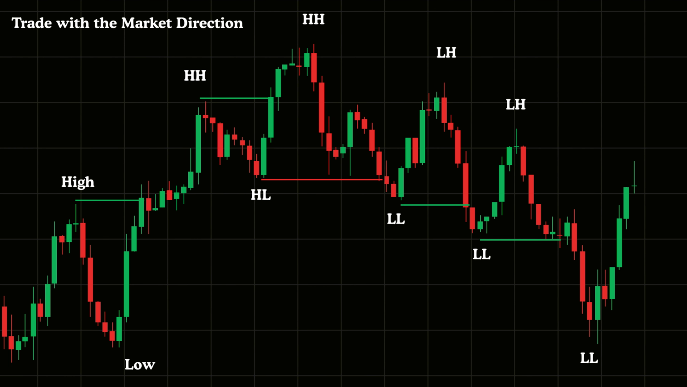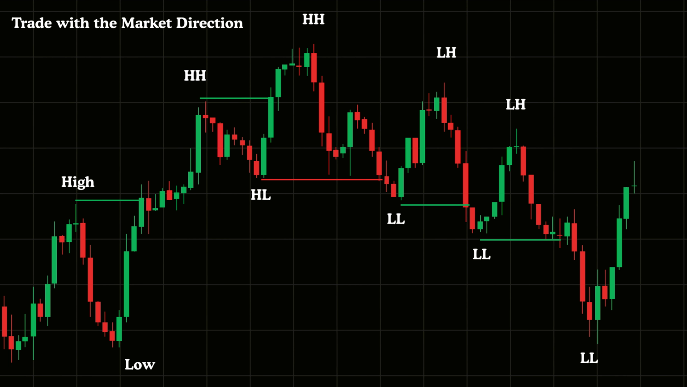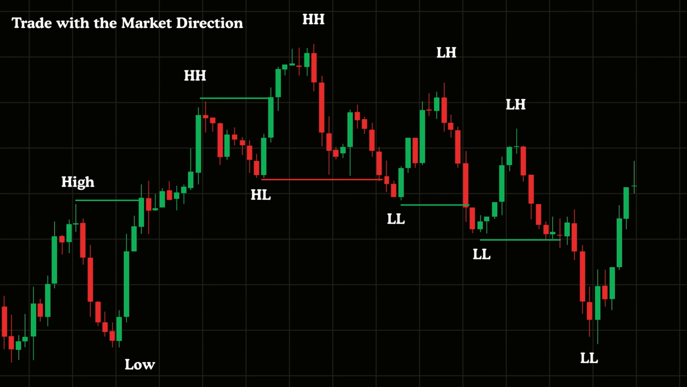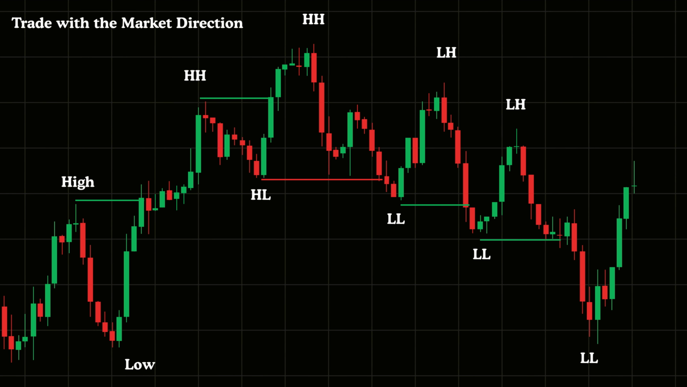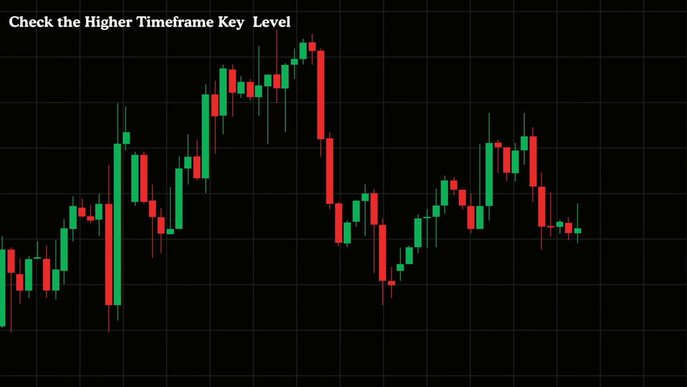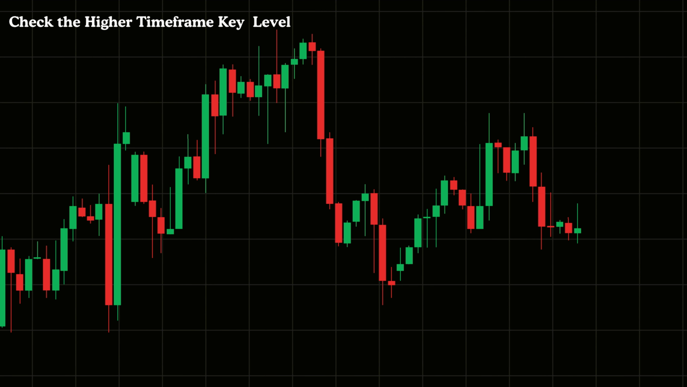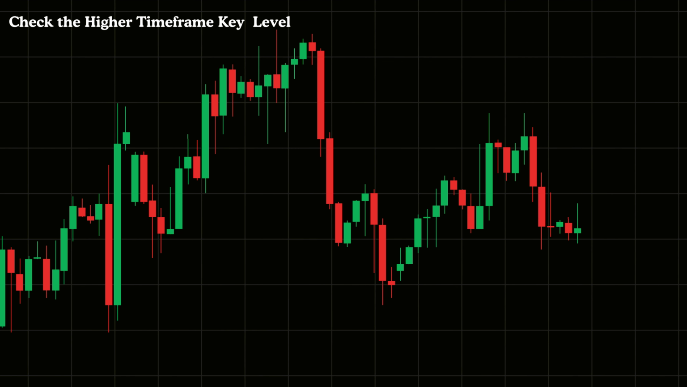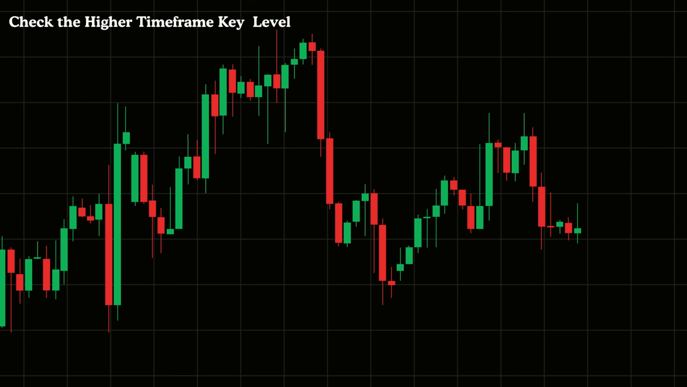Staying aligned with the prevailing trend not only boosts your probability of success but also helps avoid getting caught in false moves or reversals. Check higher time frame key levels before trading. Always analyze the key levels on higher time frames and evaluate how much space the price has before approaching them.